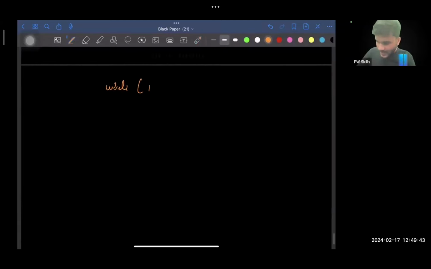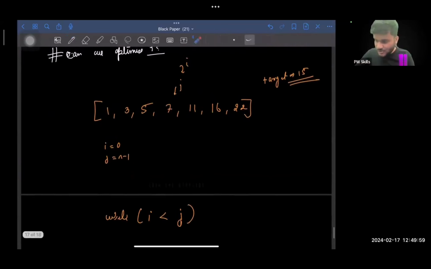So we can say while i is less than j. We will only go till i is less than j, not even equal to. In the palindrome problem, in the reverse problem, even if we go to the equal to and try to swap the same value, it doesn't matter to us. But here, if we are on the same position, it will matter to us.